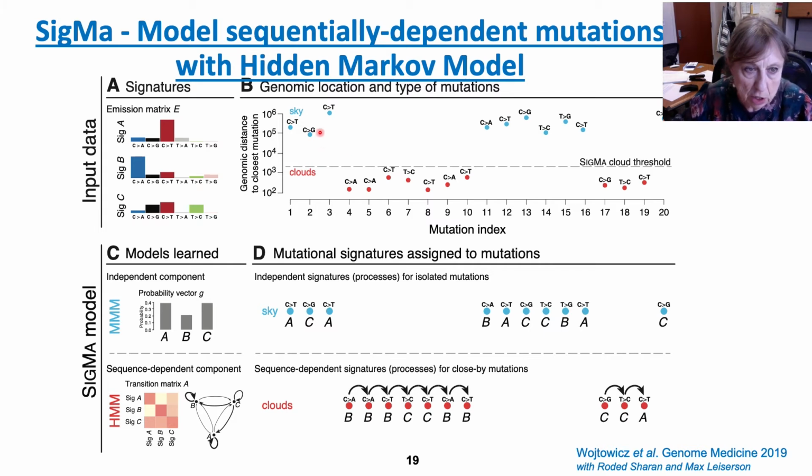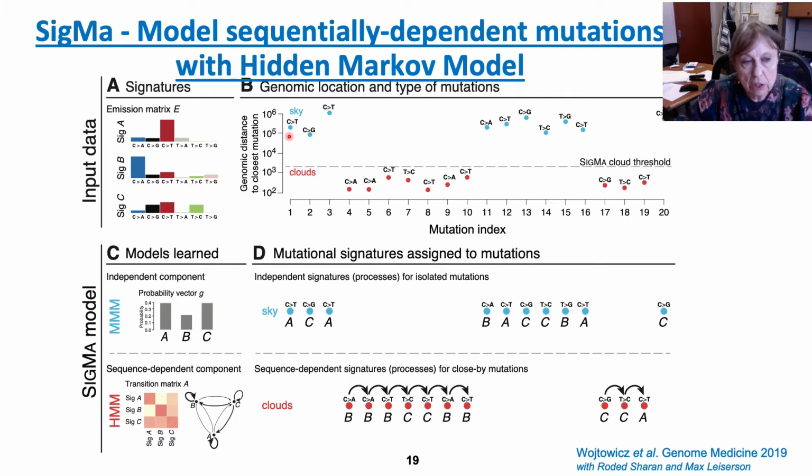We also partition those mutations into two groups. The so-called sky or dispersed mutations, those are mutations that are far away from each other. Experimentally, we set the threshold to be about 2K for the mutation. So if the distance between two mutations in the genome is more than 2K, we consider them to be sparse. And the mutations whose distance between them in the genome is less than 2K will be called clouds, or also dense mutations.